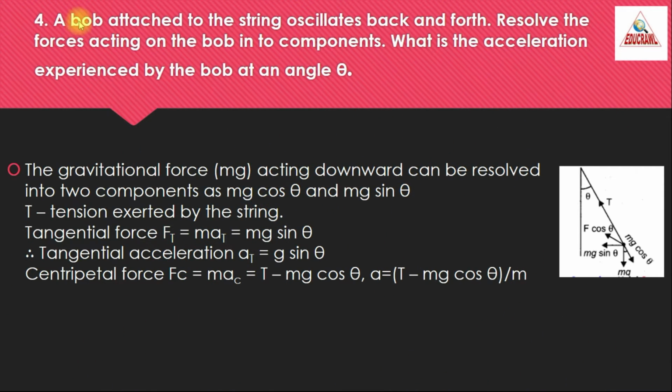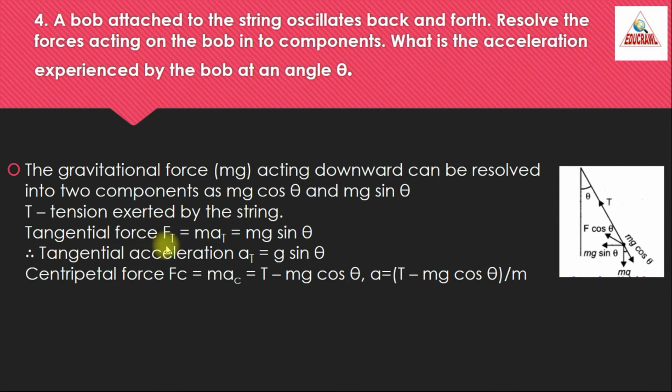The fourth problem: a bob attached to a string oscillates back and forth. Resolve the forces acting on the bob into components. What is the acceleration experienced by the bob at an angle theta? The given gravitational force mg is acting downward and it can be resolved into two components as mg cos theta and mg sin theta. T is the tension exerted by the string.